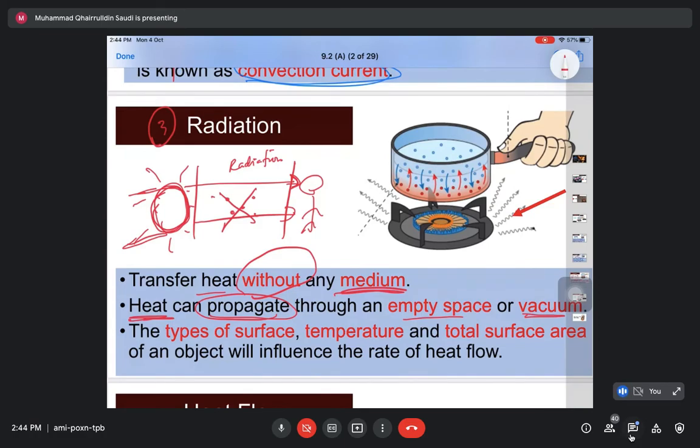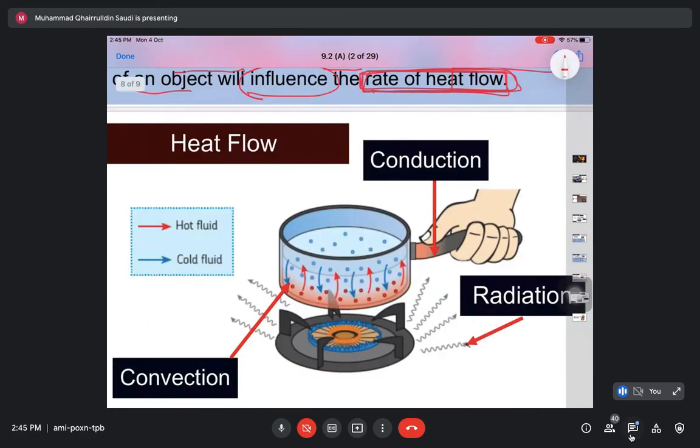The type of surface, temperature and total surface area of an object will influence the rate of the heat flow. Okay, cumanya kadar pergerakan heat tu bergantung kepada permukaan objek tersebut yang menerima dia, temperature sekeliling dan juga keluasan objek tersebut untuk menerima haba tersebut. Cuma one thing that you should know, radiation is transfer of heat without any medium, tanpa ada apa-apa medium. So that is all.